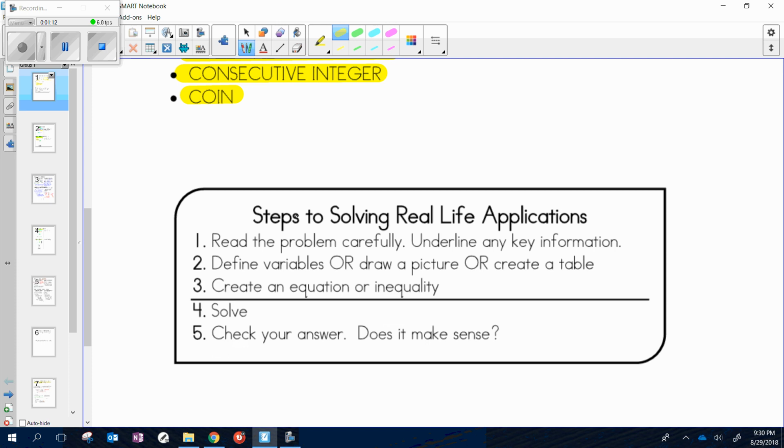And then here are some steps to help you out. Read the problem carefully, underlining anything you need to help you read it better. Define your variables, which means tell me what x represents. Sometimes draw a picture or make a table. Create an equation, or sometimes it'll be an inequality. Solve it and check. Make sure it makes sense.